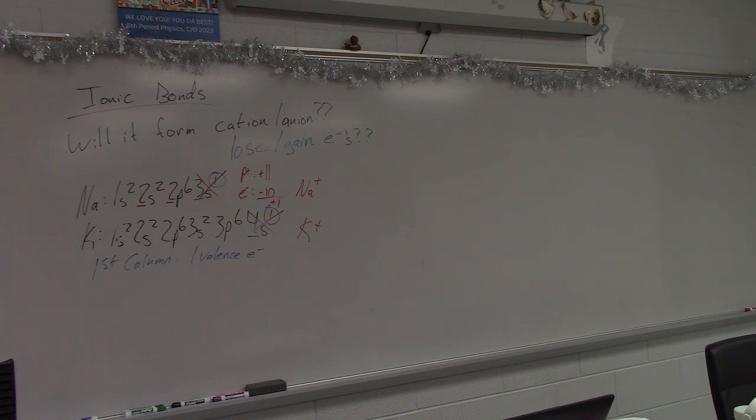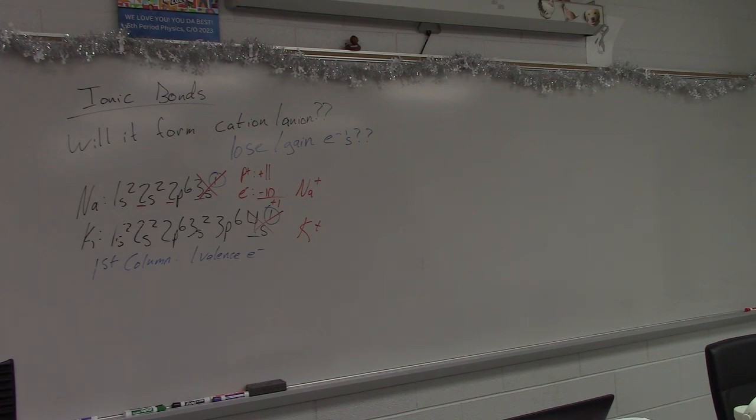This right here is a breakdown of what they'll form. So columns 1, 2, and 13 will form cations. Columns 15, 16, and 17 will form anions.